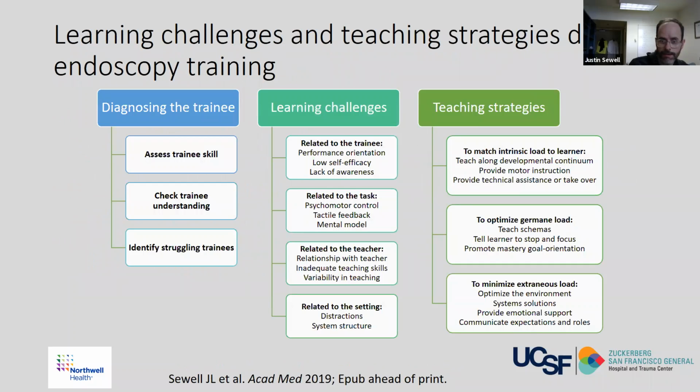I realize I'm probably inducing cognitive overload with this slide, but what we're really going to be focusing on today are the teaching strategies that they elucidated, that they felt helped their learners learn endoscopy.